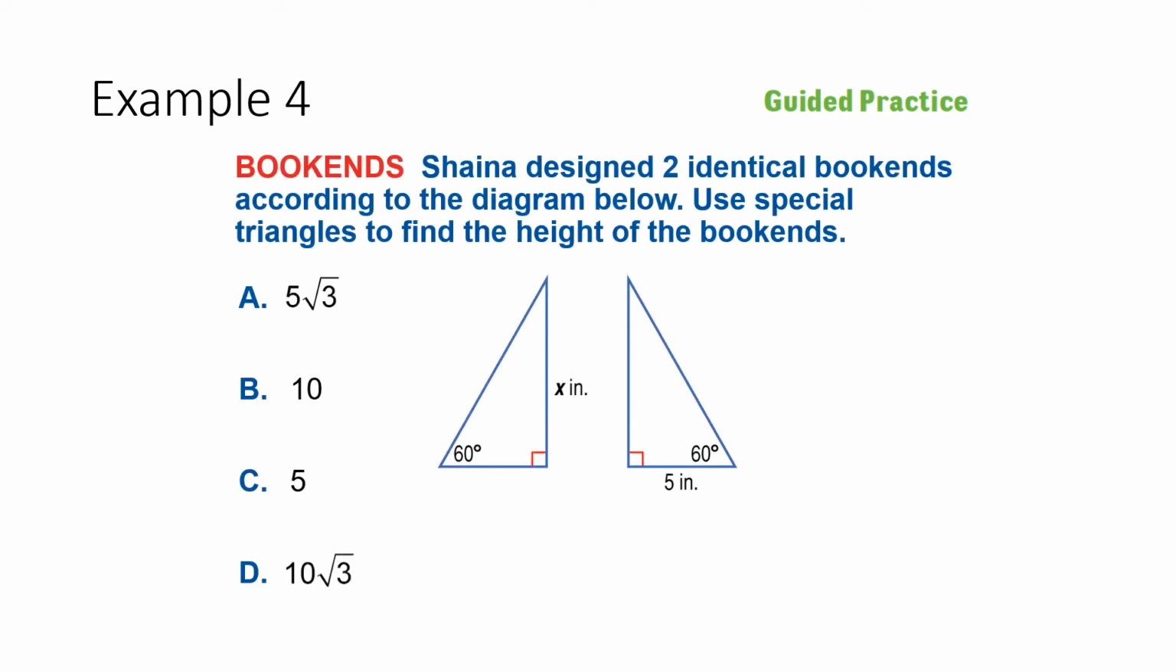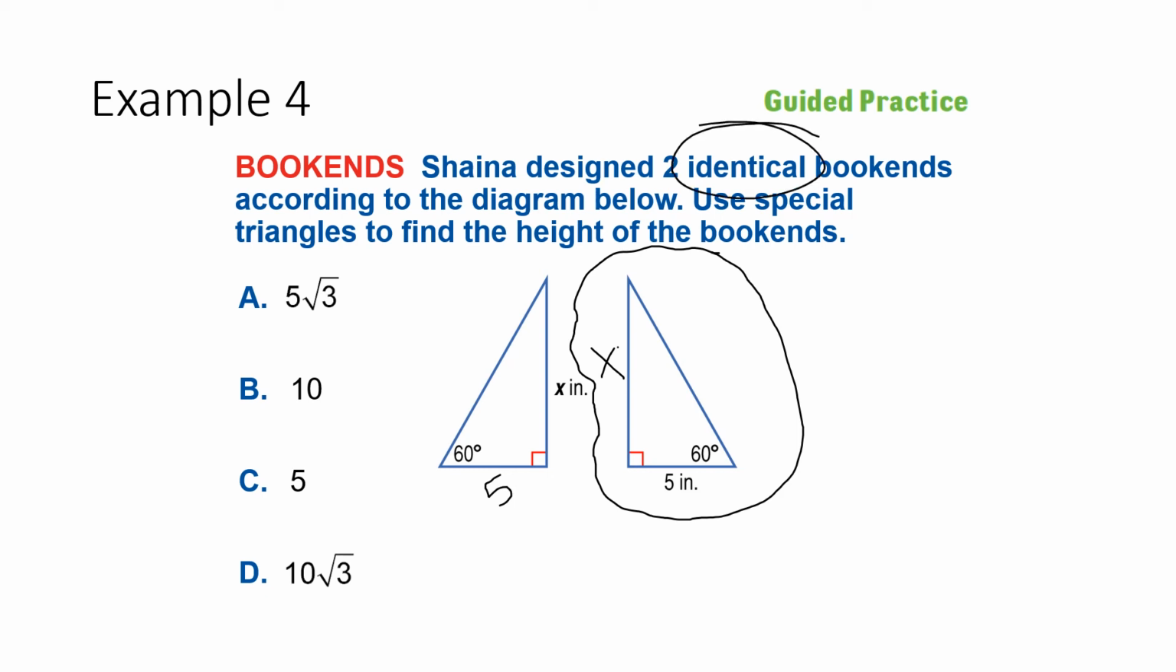All right, and we have an example here. We have some bookends to hold up some books on a bookshelf. And it says use special right triangles to find the height of the bookends. So if we look at these, usually bookends are the same. So we can operate on one triangle. So I would probably put an X here, and I would probably use this triangle to do this problem. Could have easily done the other one and brought the 5 over here. I think that's the assumption that you have to make, is that they are identical.